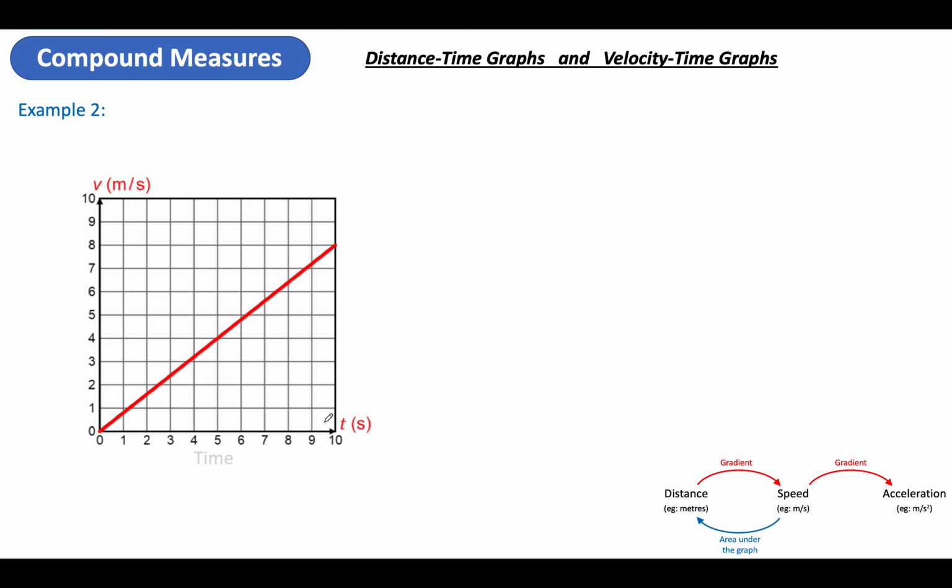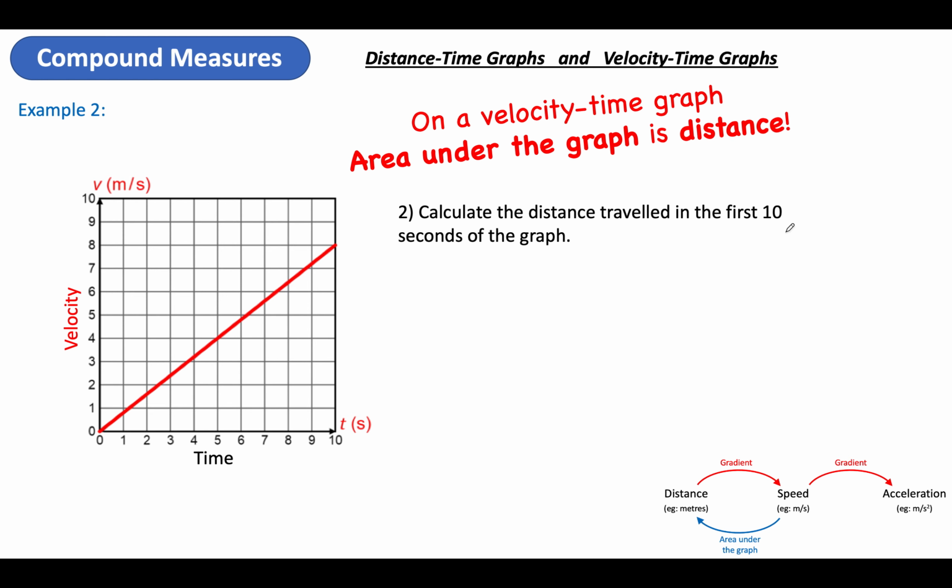Here we go again then. So that's time, there's velocity. Calculate the distance travelled in the first 10 seconds of the graph. But the distance, remember, is the area under the graph. So in the first 10 seconds, that's between here and here. So I need to find the area of this shape.